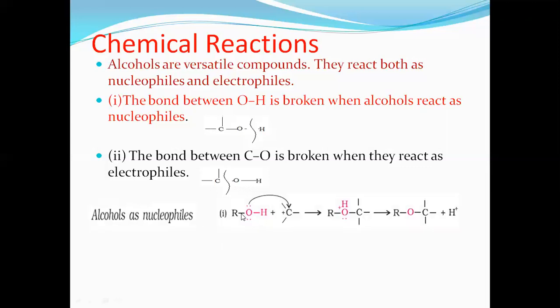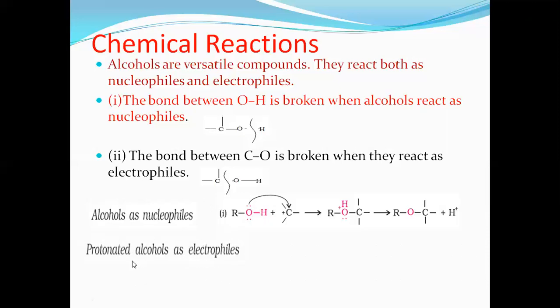When alcohol acts as a nucleophile, oxygen containing the lone pair of electrons attacks a carbocation and an intermediate is formed. Then the OH bond is broken, liberating H plus. That's why the OH bond is broken and alcohols act as a nucleophile.